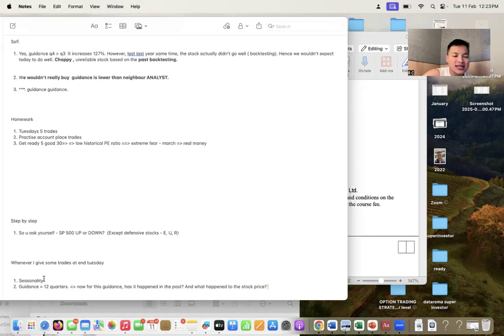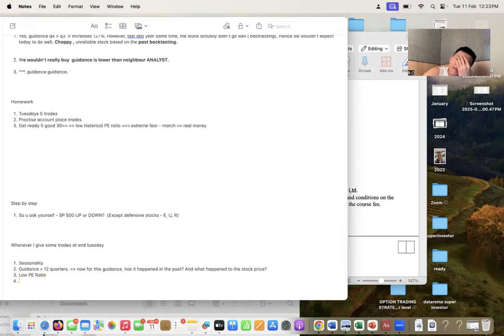Okay, last year, same thing. If I think that the guidance decreased by 40% this year, and last year it also decreased by 40%, what happened to the stock price? Did the stock price actually come down or go up? Okay, really important. Number three, you want to make sure of a low PE ratio.